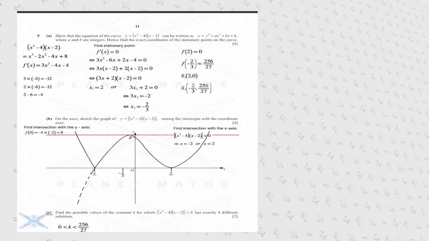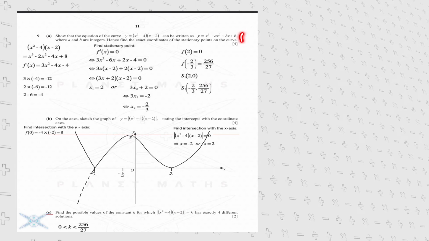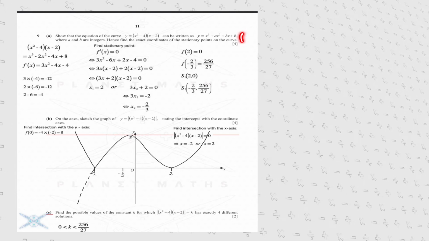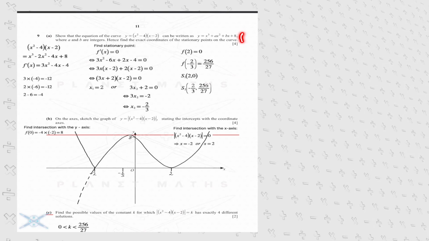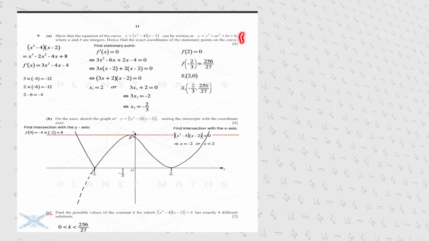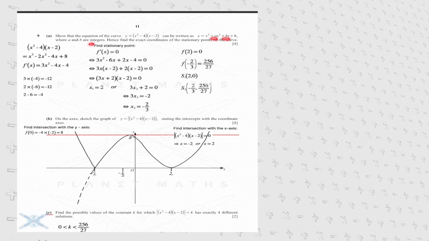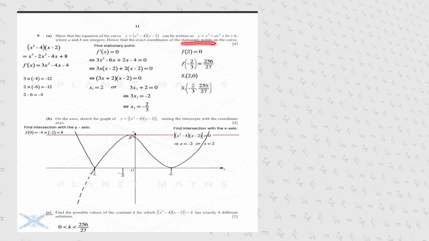Next on to exercise 9 of this paper. In part A, we are supposed to show that the equation of the curve y equals x squared minus 4 multiplied by x minus 2 can be written in the form y equals x cubed plus ax squared plus bx plus 8, where the values a and b are integers. Hence, find the exact coordinates of the stationary points of the curve.